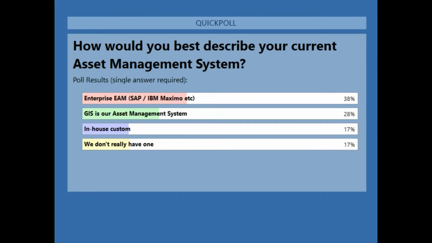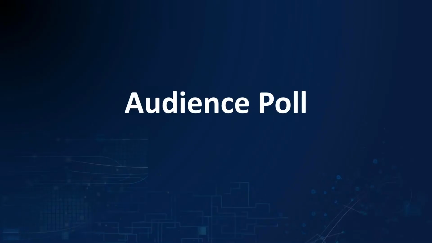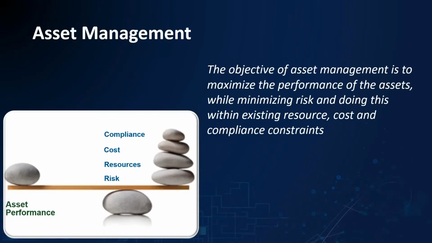We really want to get into the content now, and we're going to start with defining what asset management is. Asset management, for as long as I can remember, and I worked for many years in asset management teams at a power company, has always been a balancing act. As this diagram represents, the objective of asset management is to maximize the performance of the assets while minimizing the risk, and doing this within existing resource, cost and compliance constraints. So it's always been a balancing act.